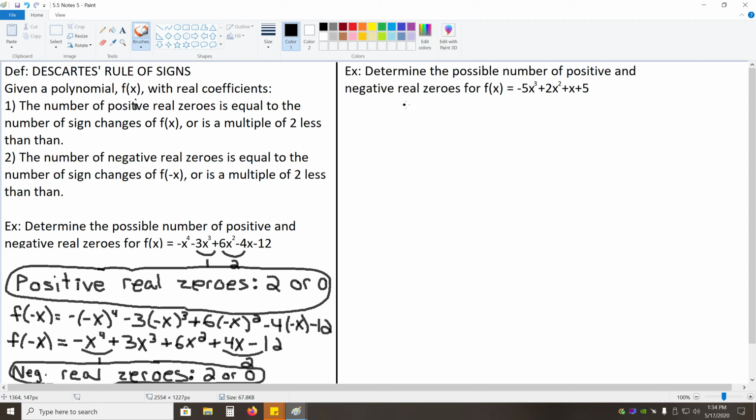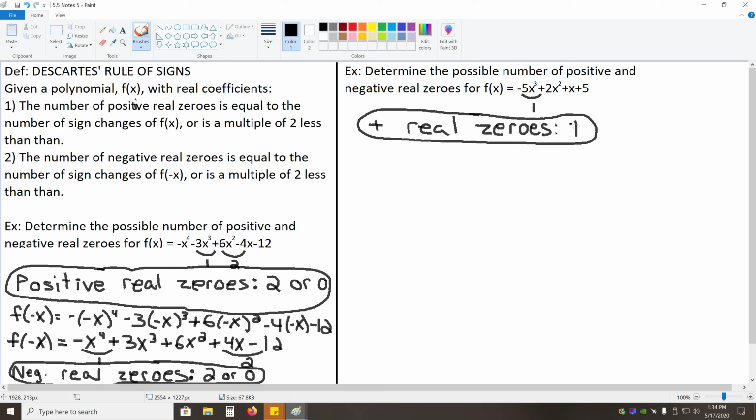Okay, so going through this together, counting our sign changes, we have 1 and then no more. So, as for the positive real zeros, there is only 1. There cannot be -1. When you subtract 2 from this, you'd get -1, meaning there is exactly 1 positive real zero. We cannot say there's 0 because that's not an even multiple less than 1.